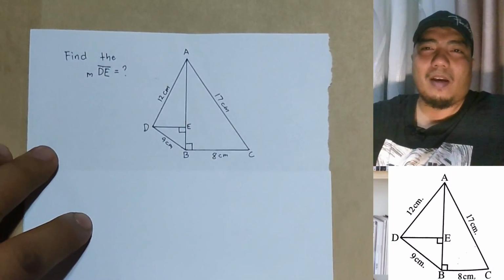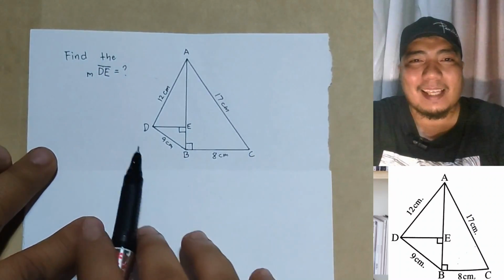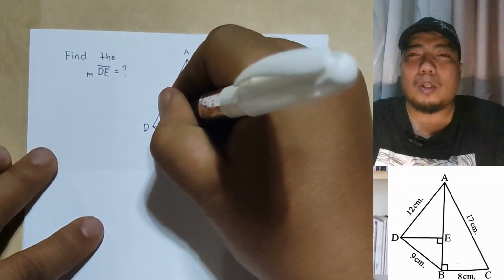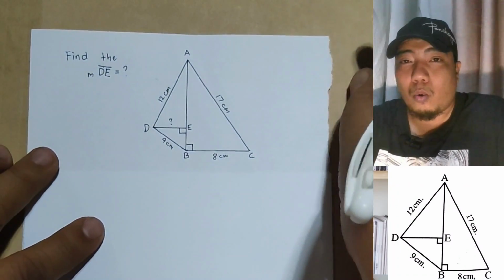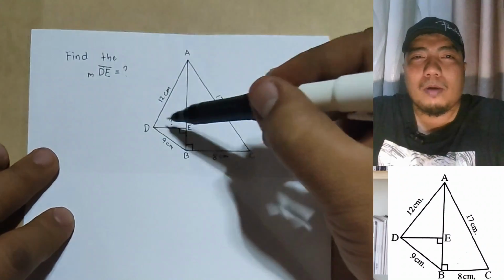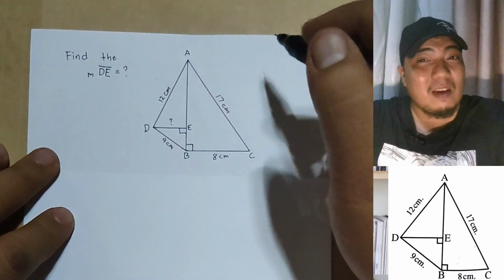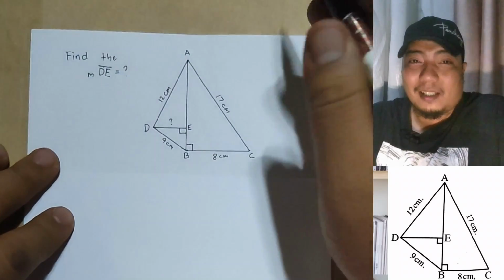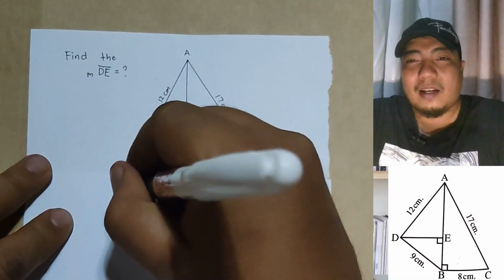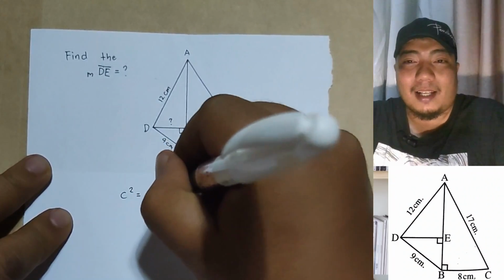So math learners, we have here in the paper, find the measurement of line segment DE, and this is the figure that is given for us. So what we need to do is know where DE, or where is the part of DE. So now we must consider how to get the measurement of DE given the other measurements of the figure. So first, we need to consider the bigger right triangle, and that is the triangle ABC.